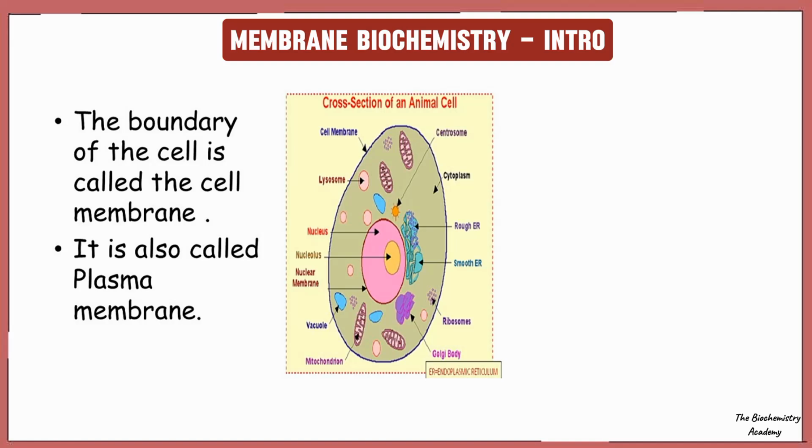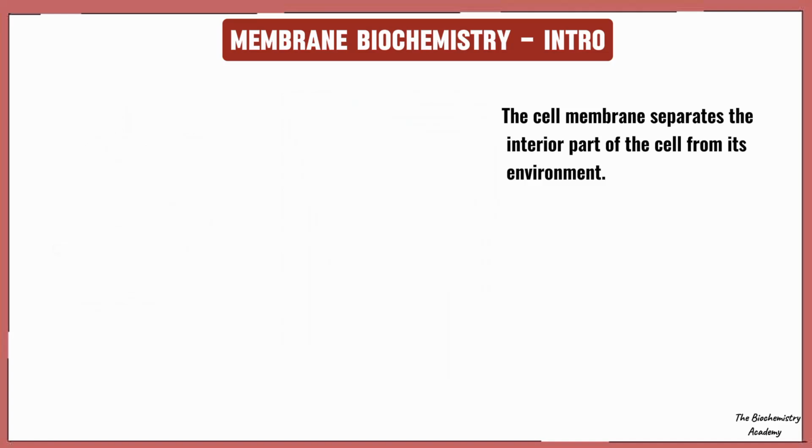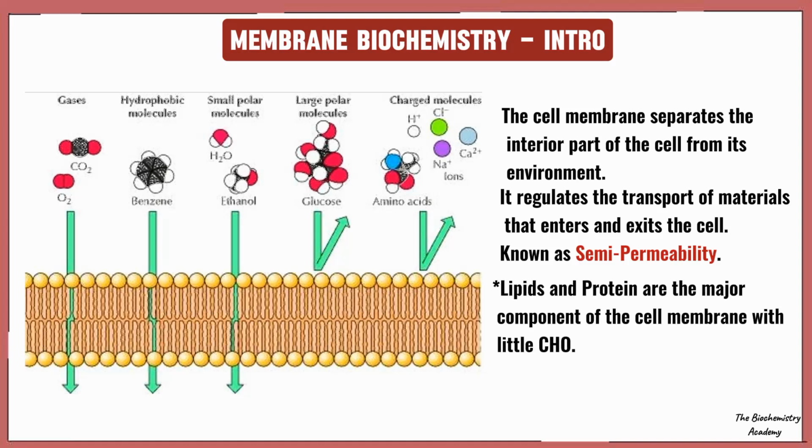Now, the cell membrane is a boundary that separates the interior part of the cell from its environment. The cell membrane is also called the plasma membrane, and its function is that it regulates the transport of materials entering and exiting the cell, meaning that it allows certain substances into the cell and prevents other substances, which can be toxic, from entering the cell, and this is known as semi-permeability. Now, lipids and proteins are the major components of the cell membrane.